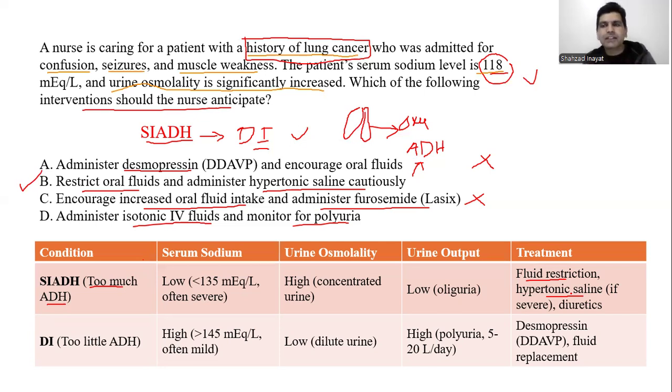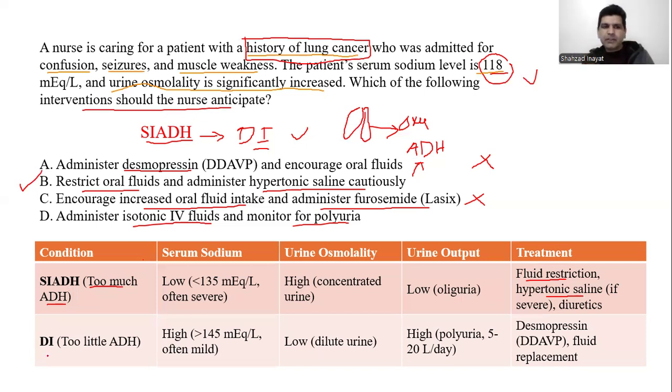If we do that, what can this cause? This can cause pontine demyelination, right? So again, this will lead to complications. So remember, we need to correct the hyponatremia slowly. The other condition which will always work against SIADH, so these two conditions are opposite.